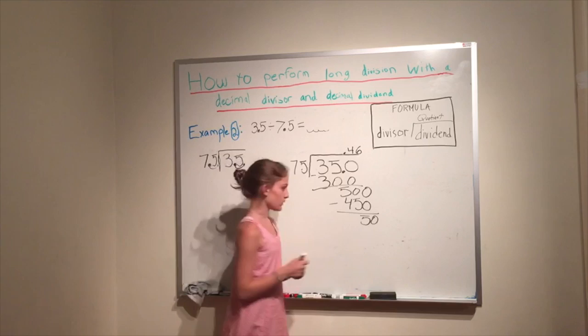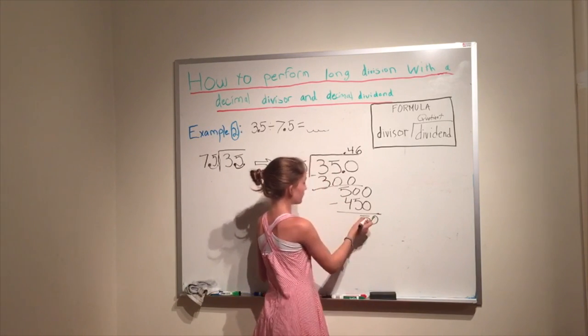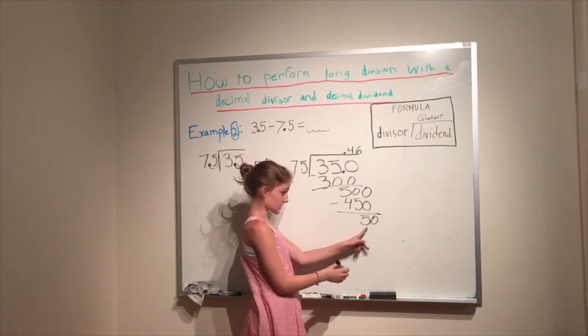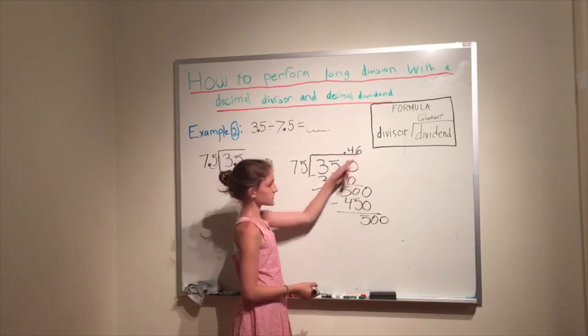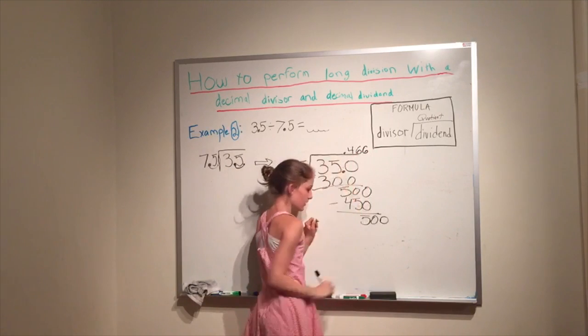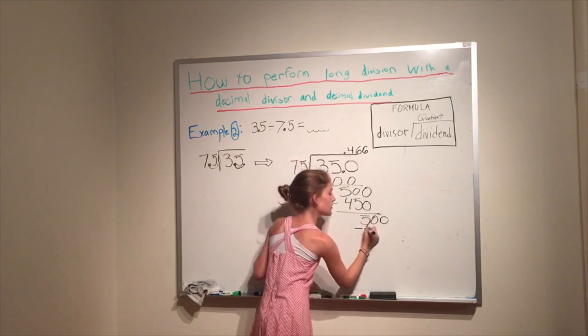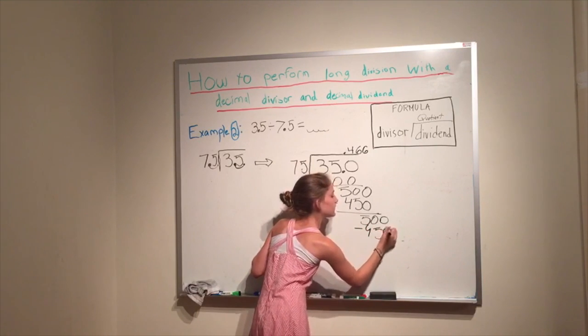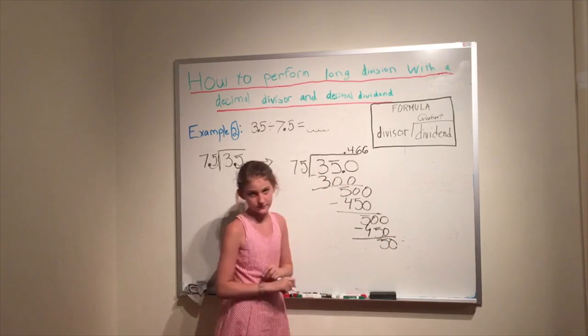Okay. I will show you one more time, just so you're sure. 75 doesn't go into 50, but it goes into 500. 75 goes into 500 6 times. So you subtract 75 times 6, which is 450, which gives you an answer of 50 yet again.